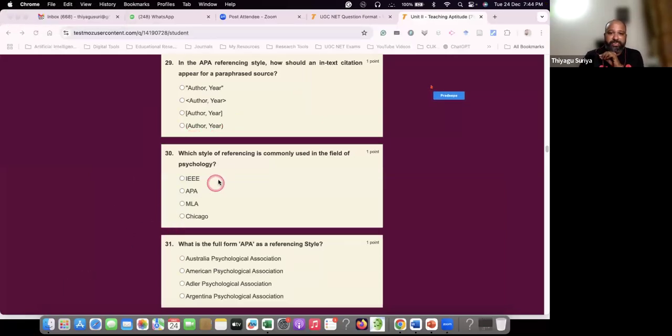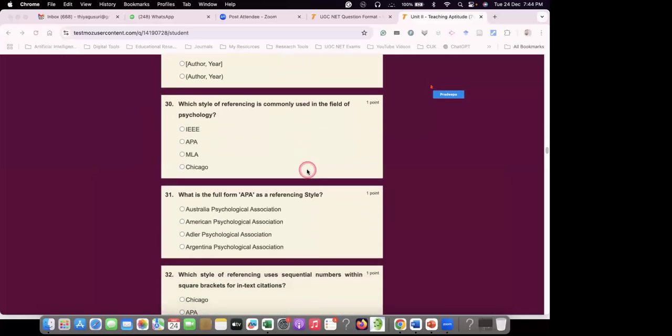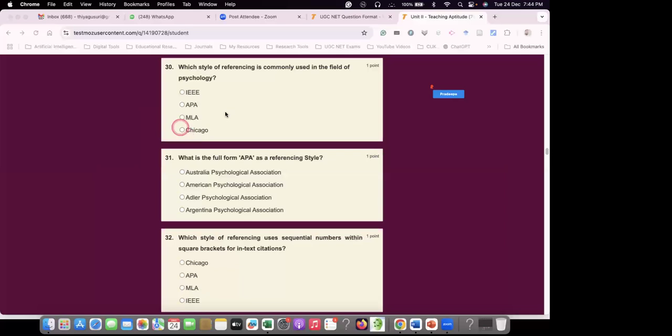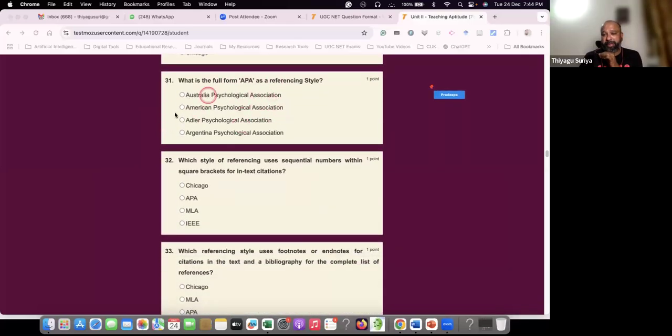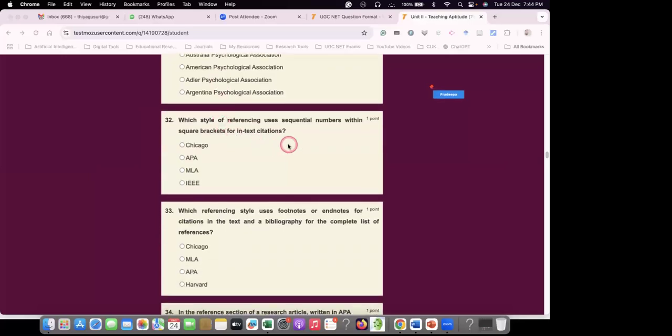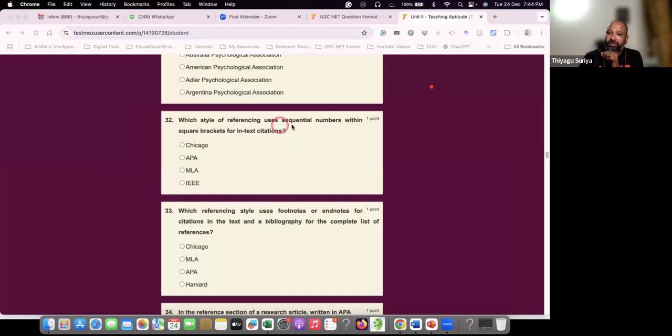Now, which is a style of referencing commonly used in the field of psychology? Chicago. APA. What is the full form of APA? American Psychological Association. Yes, right.